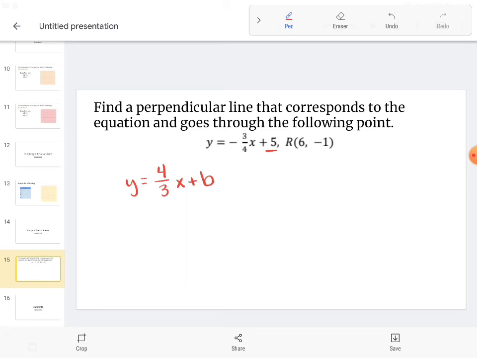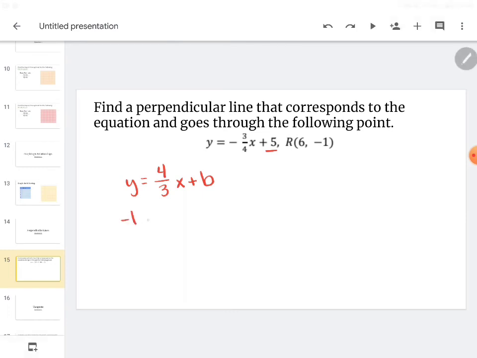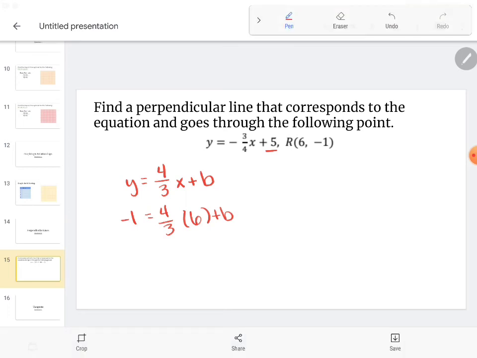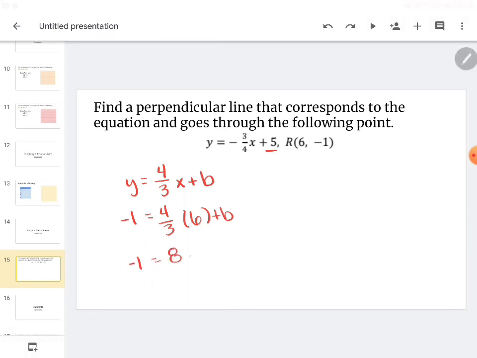So next, what we're going to do is we're going to plug in our points for x and y, so that we can find our new b, our new number for our 5 spot. So we're going to put in -1 for y equals 4/3 times 6 plus b. And you're welcome to do some mental math to solve for this. I'm actually going to pull out my calculator real quick. And we're just going to go ahead and do 4/3 times 6, which is going to give us the solution 8. So -1 equals 8 plus b.